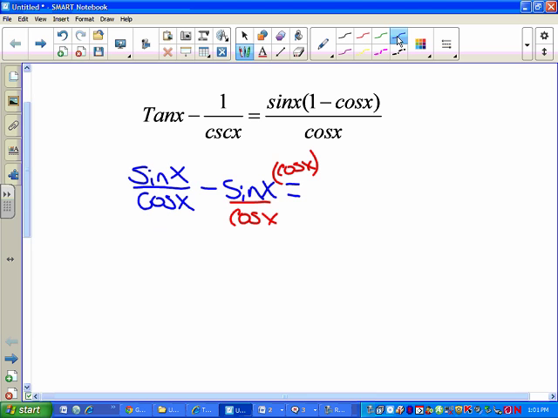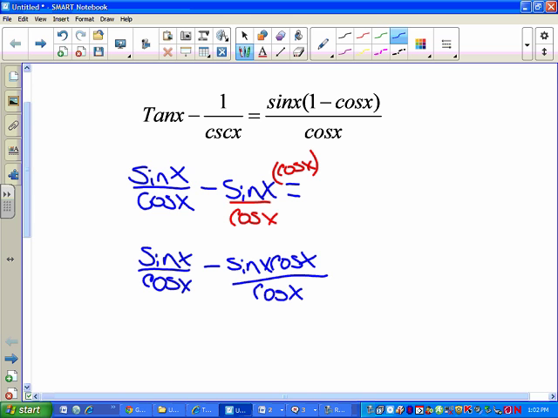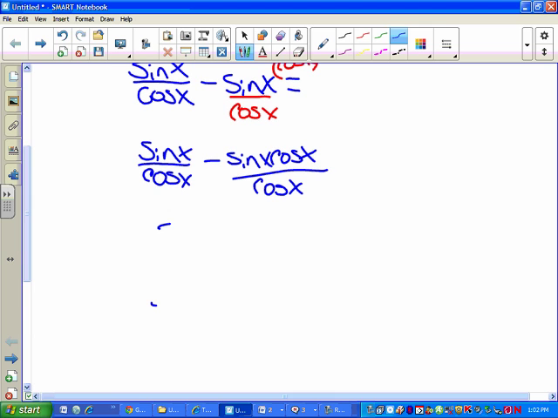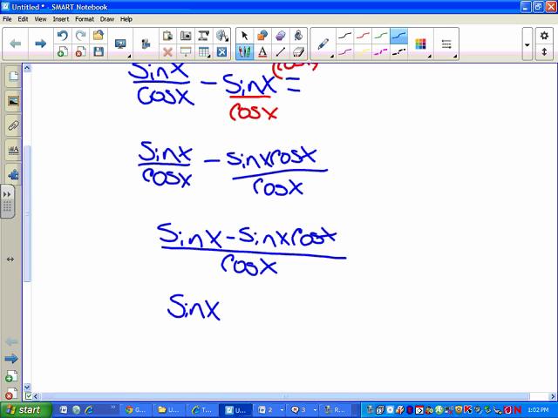So we end up with the sine of x over the cosine of x minus sine x cosine x over cosine x. Simple enough? So now that I have a common denominator, sine x minus sine x cosine x over cosine x, correct? Now, notice you have a sine in the numerator in both terms, so I'm going to factor out sine of x as my GCF. So I would get 1 minus cosine x all over cosine x. Guess what?